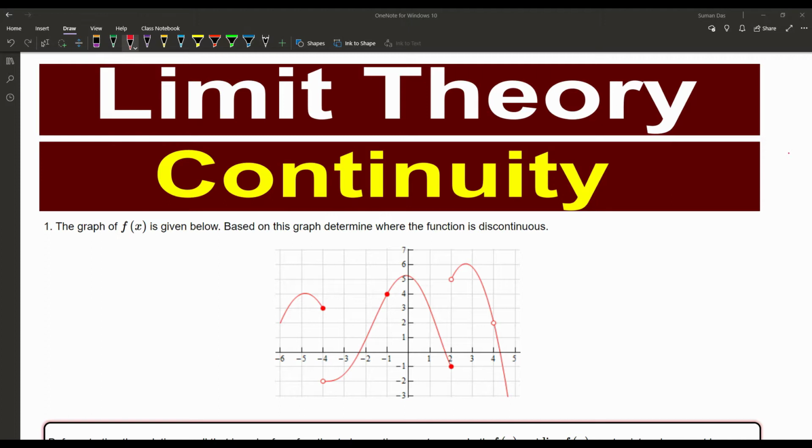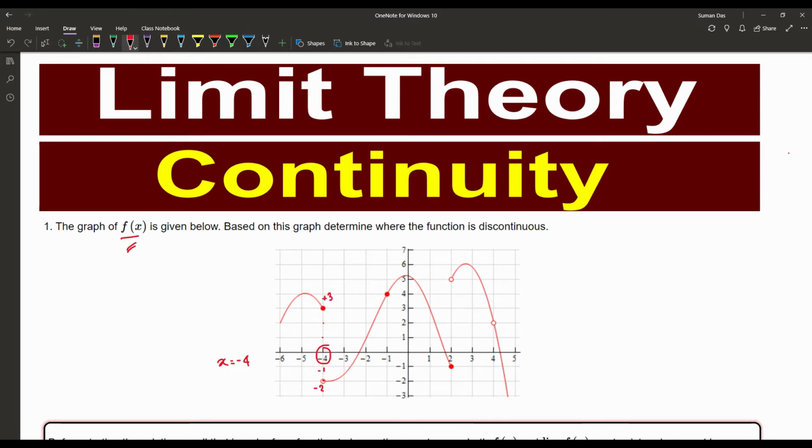Now look at the function f(x) given in the diagram. The red curve denotes our function f(x). Look at the first point, that is minus 4, that means when x is equal to minus 4. The other points are minus 1 and minus 2, and then 1, 2 and plus 3.